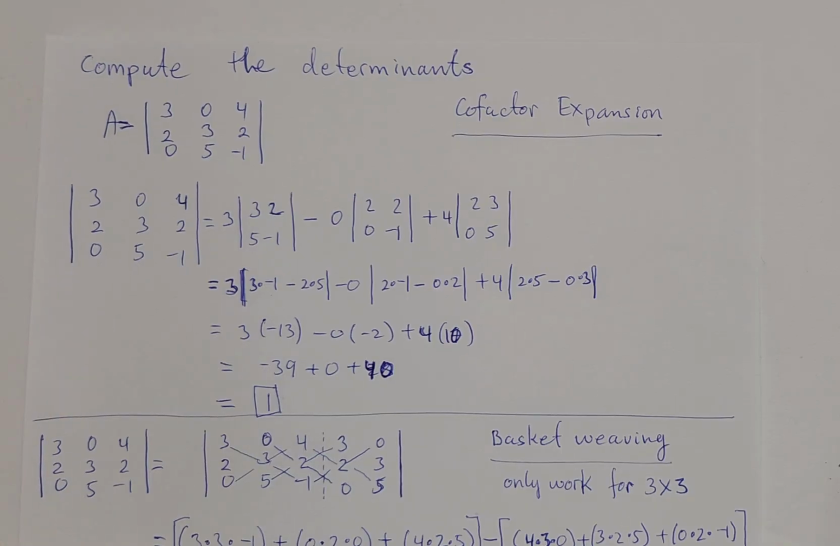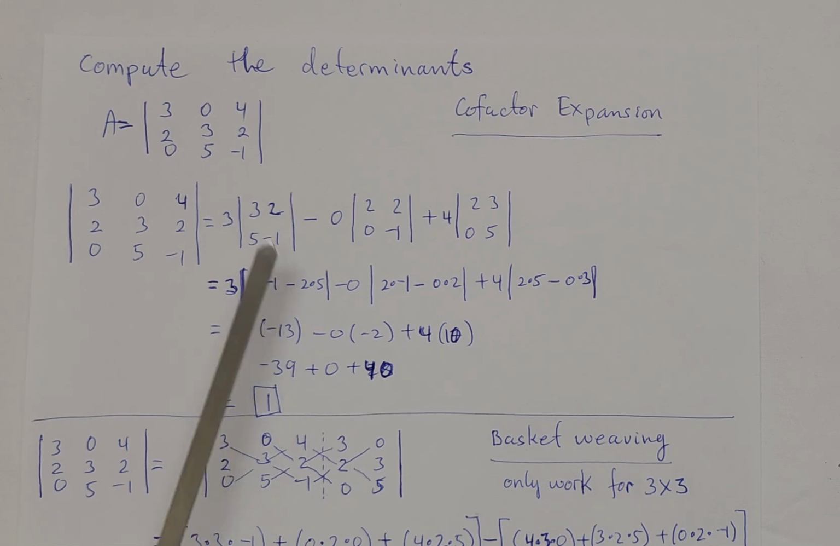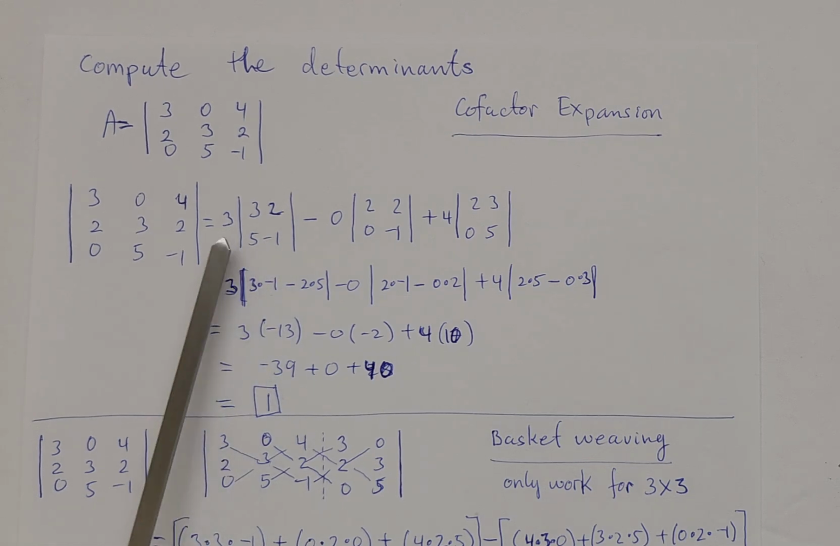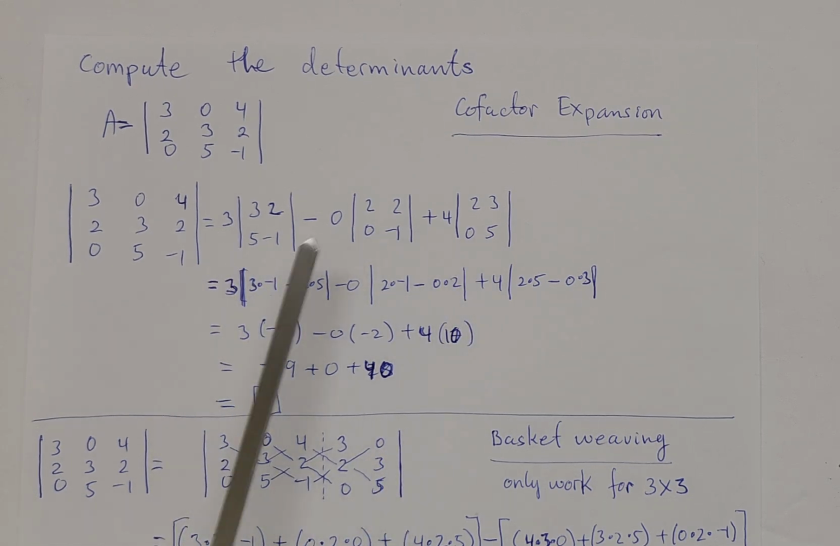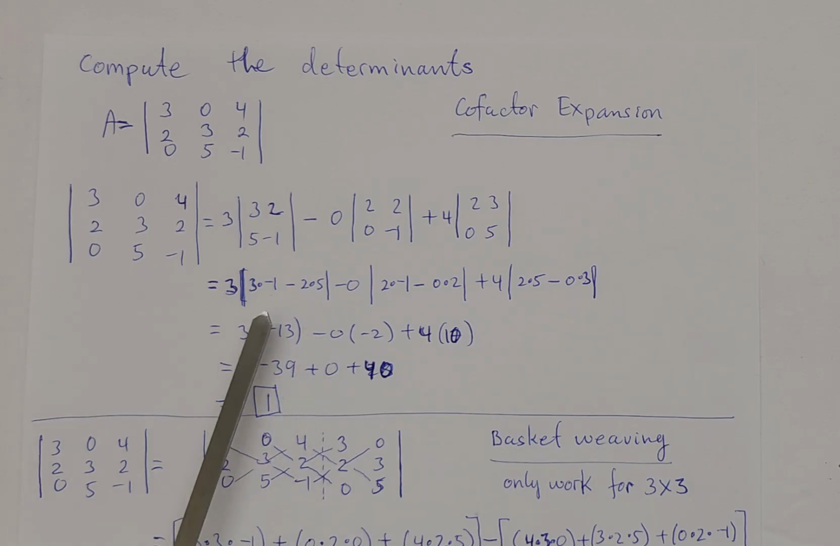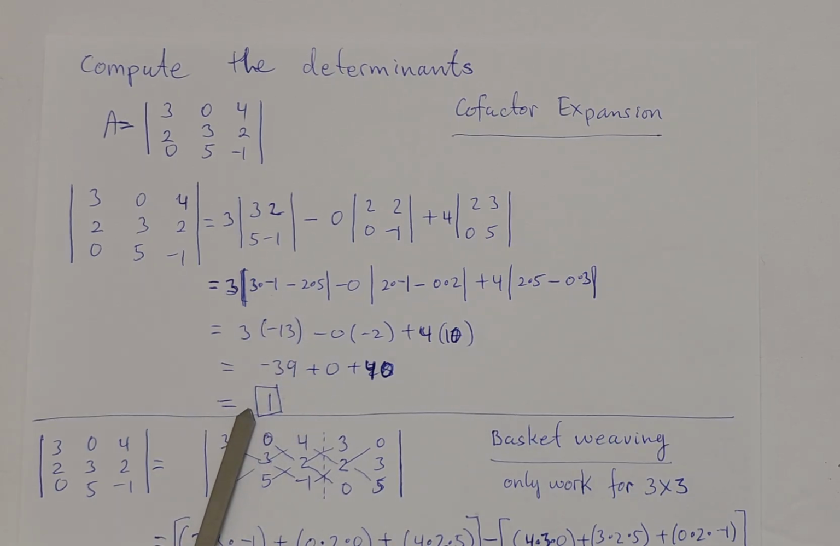And then after that, do the determinant of a 2 by 2, A times D minus B times C. And you do the same thing with the rest, okay? And then after that, just simplify, and it comes out to be positive 1.